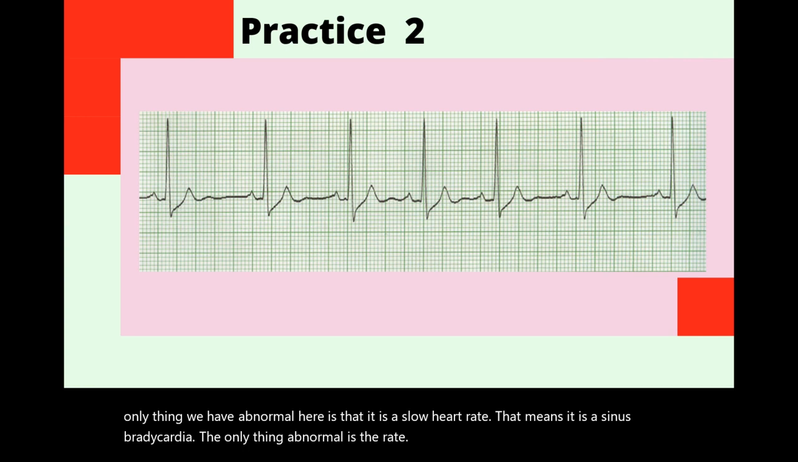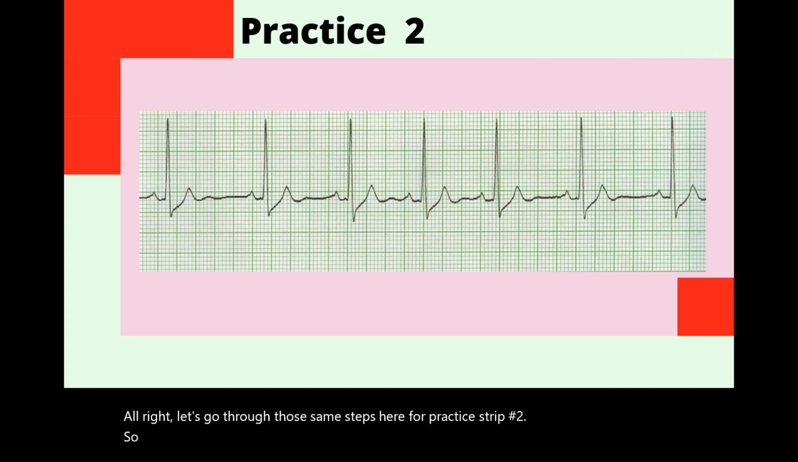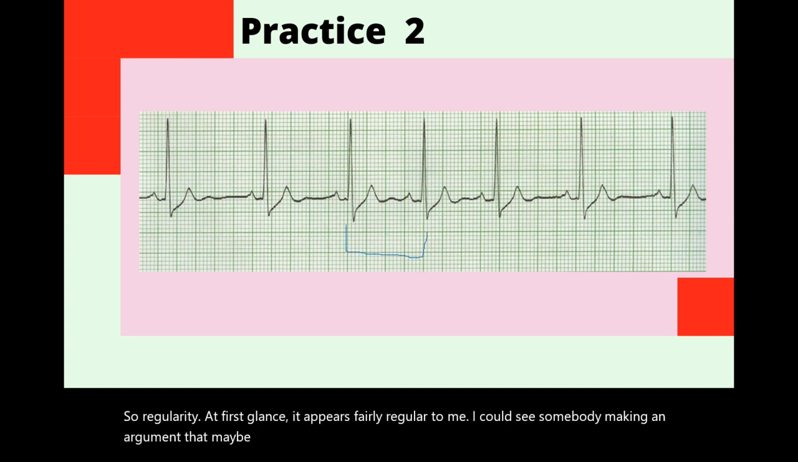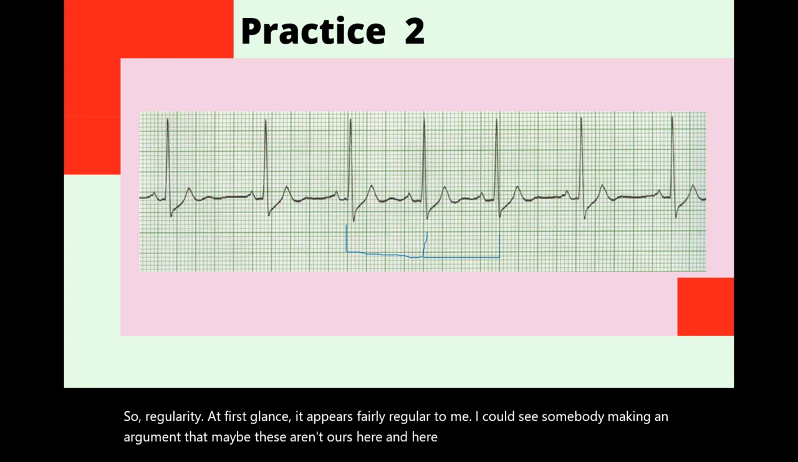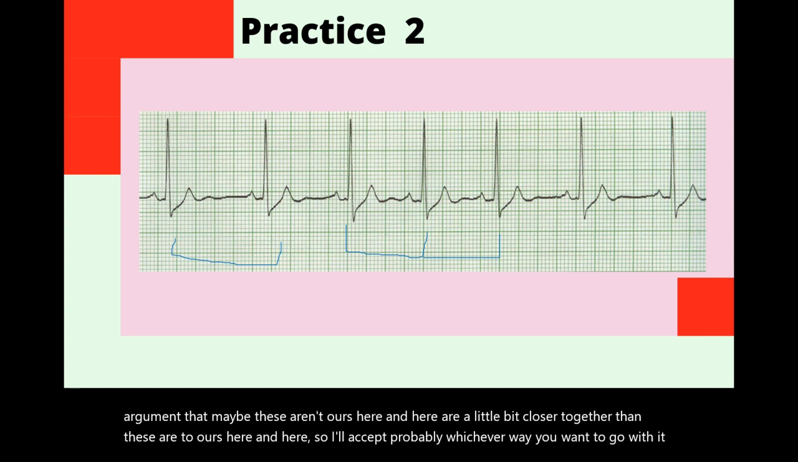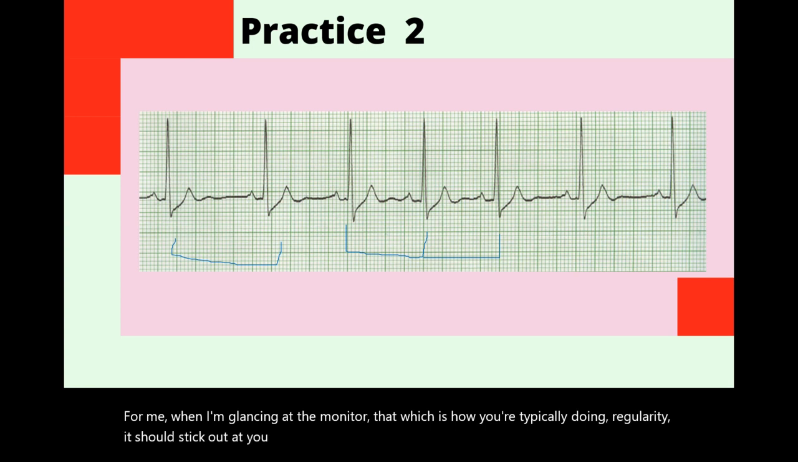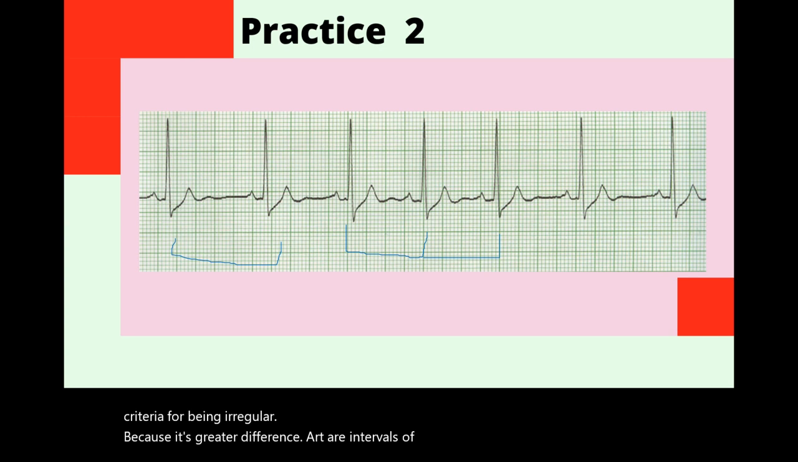All right, let's go through those same steps here for practice strip number 2. So regularity: at first glance, it appears fairly regular to me. I could see somebody making an argument that maybe these R to R's here and here are a little bit closer together than these R to R's here and here. So I'll accept whichever way you want to go with it. For me, when I'm glancing at the monitor, which is how you're typically doing regularity, it should stick out at you like a sore thumb when it's irregular. So this would technically meet criteria for being irregular because it's a difference in R intervals of 2 small boxes, but I would call it regular for our purposes. It's not a huge difference.